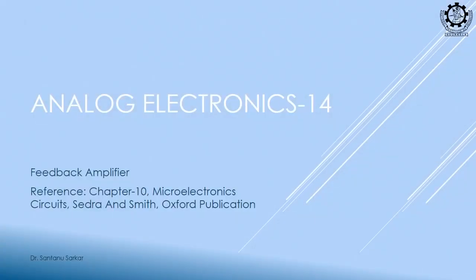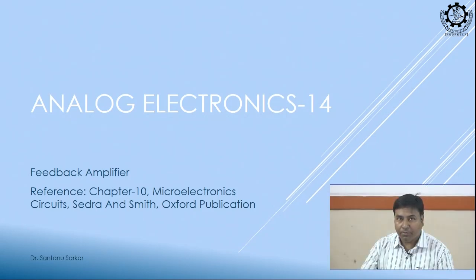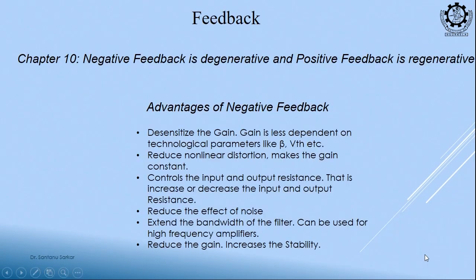So, today we will discuss a little bit about different types of feedback and the different types of feedback amplifiers that we can use. We all know that negative feedback is degenerative and positive feedback is regenerative. So, what is the meaning? In negative feedback our gain is reducing, and in positive feedback, our gain is increasing. So, if your gain is increasing, it may become unstable, right.